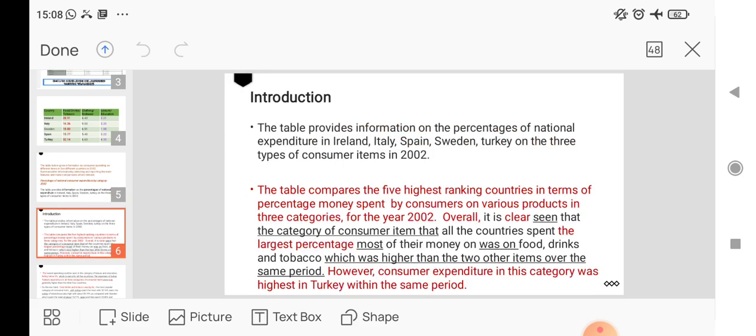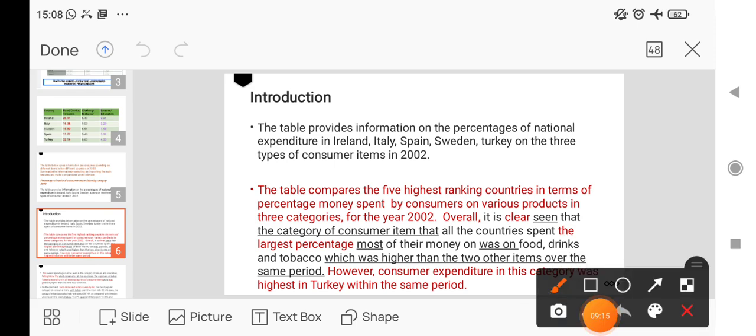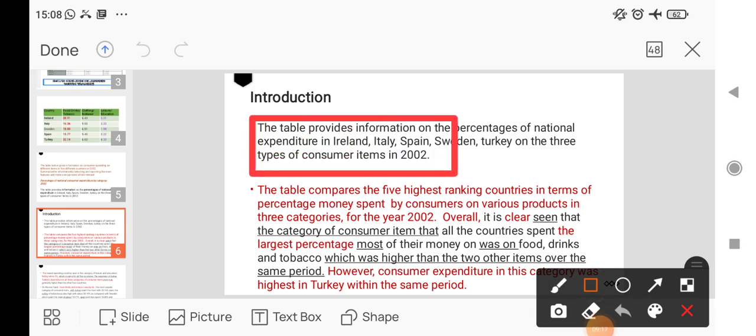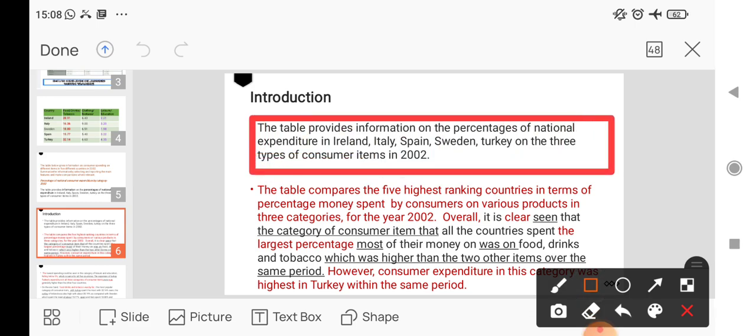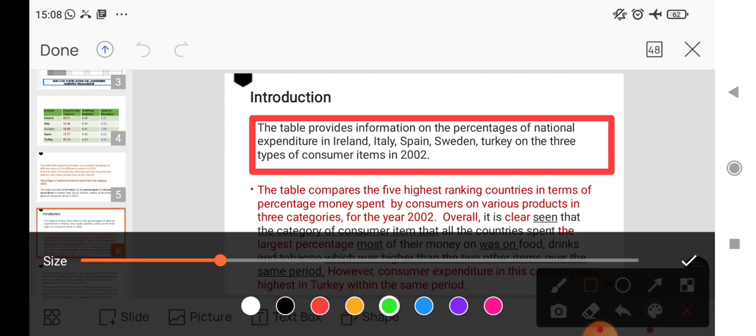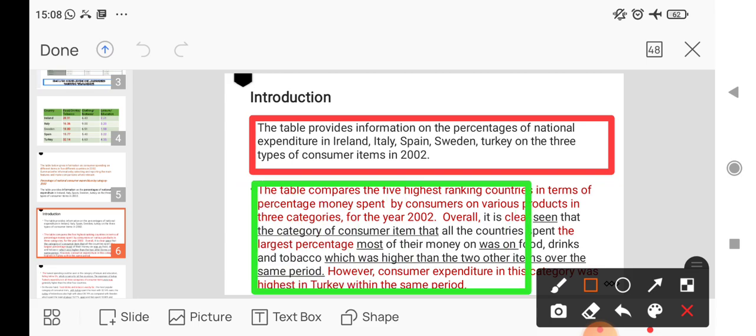So the table provides information on the percentages of national expenditure in Ireland. This is what my student has written. This part is what my student has written, and the lower section here is the corrected portion. Yeah, I corrected it. So here is how I corrected it.